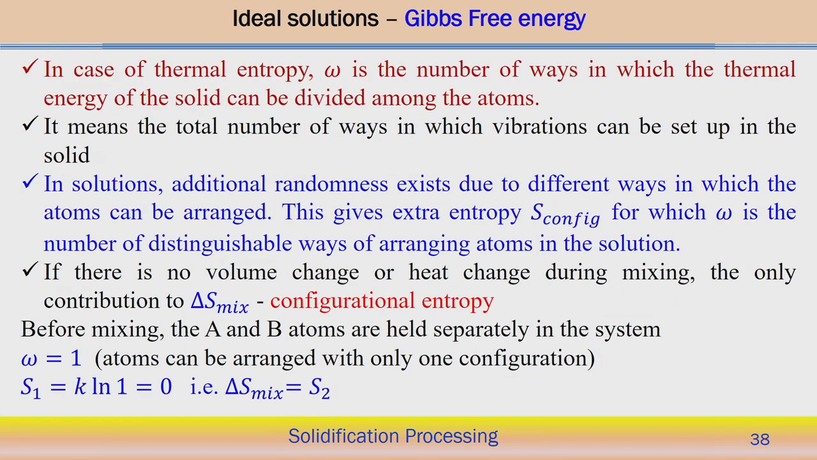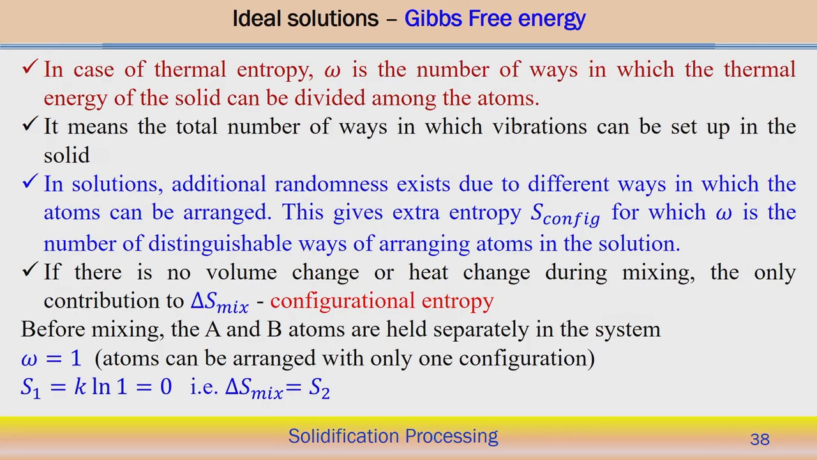In the case of thermal entropy, omega is the number of ways in which the thermal energy of the solid can be divided among the atoms. So, the ways the thermal energy can be divided between the atoms is the representation of the thermal entropy. In other words, the total number of ways in which the vibration of the atoms can be represented or set up in the solid. What are the different ways we can represent the vibration of the atoms within the solid phase? That is the measure of the thermal entropy.